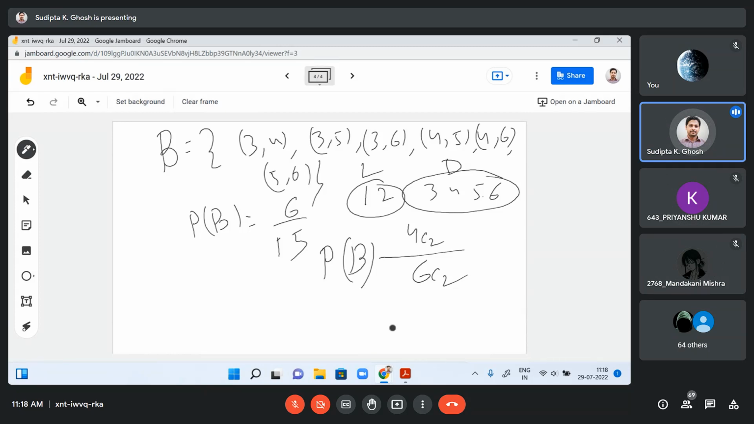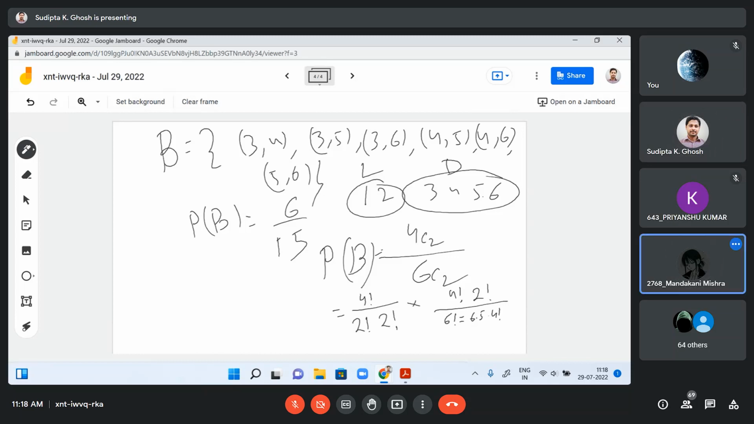Am I correct? Yes, sir. Now I am calculating. Is it coming to the same thing? You can write it as 4 factorial by 2 factorial into 4 factorial 2 factorial divided by 6 factorial. Can I write 6 factorial in this fashion: 6 into 5 into 4 factorial?